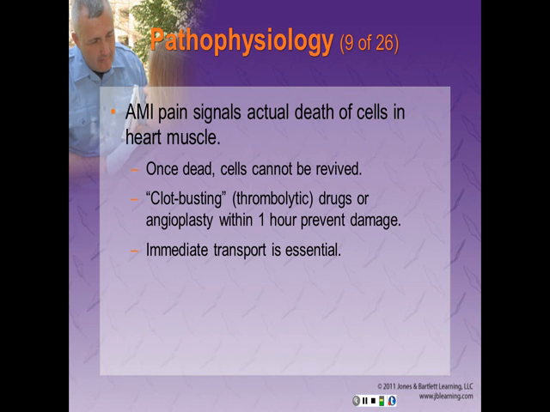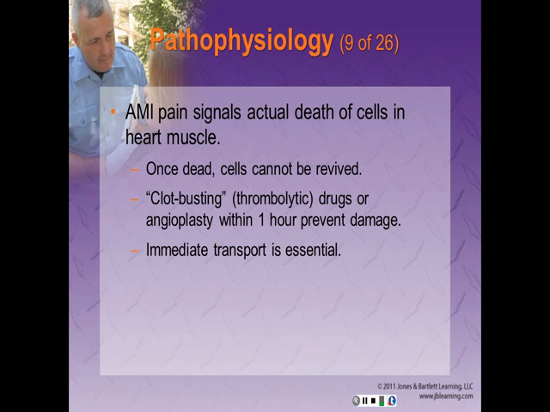The pain of an acute myocardial infarction signals the actual death of cells in the area of the heart where blood flow is obstructed. Once these cells die, they cannot be revived. They will turn to scar tissue and become a burden to the still beating heart. About 30 minutes after the blood flow is cut off, some heart muscles begin to die. After about 2 hours, as many as half of the cells in the area may be dead, and after 4 to 6 hours, more than 90% of the cells will be dead.